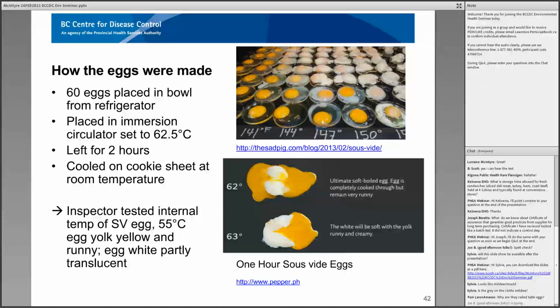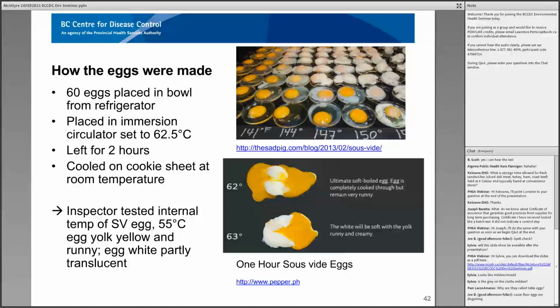But that bowl wasn't perforated. That was probably the biggest issue. So the water really wasn't circulating around the eggs. And when the inspector actually checked the internal temperature of one sous vide egg, it was only at 55 Celsius. The egg yolk was yellow and really, really runny, and the egg white was only partly translucent.